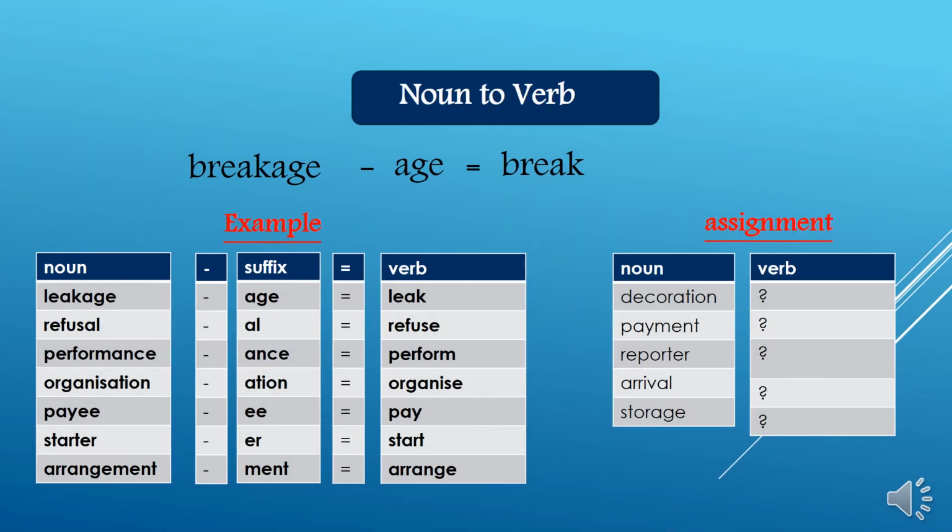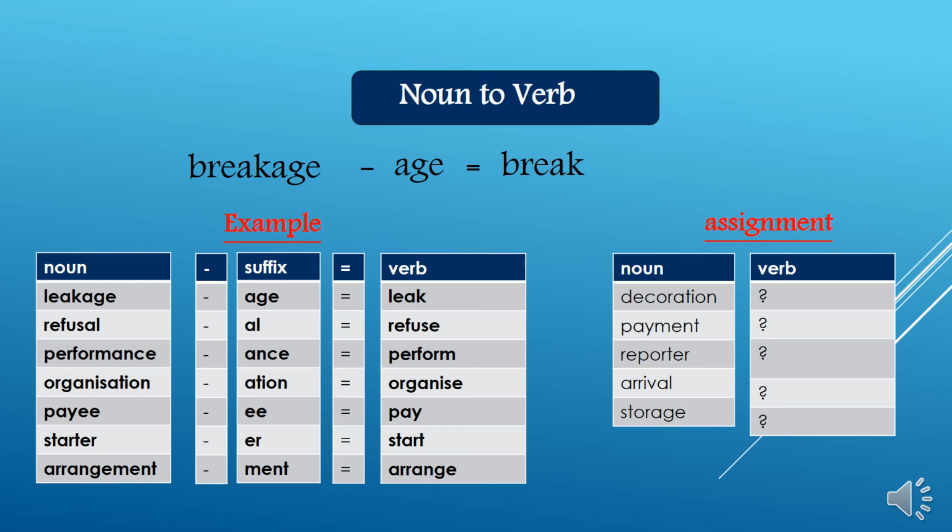Now the opposite. How to form a verb from a noun? It's easy. If verb plus suffix is equal to noun, then it means noun minus that suffix is equal to the verb. So, just the reverse process. You take a noun like leakage and just minus that age suffix. So age is subtracted and leak is formed, and leak is a verb.